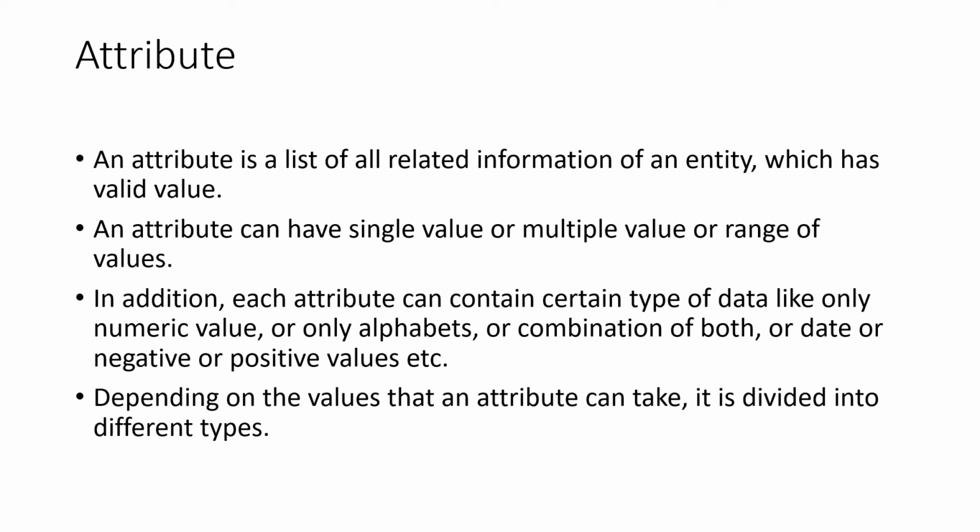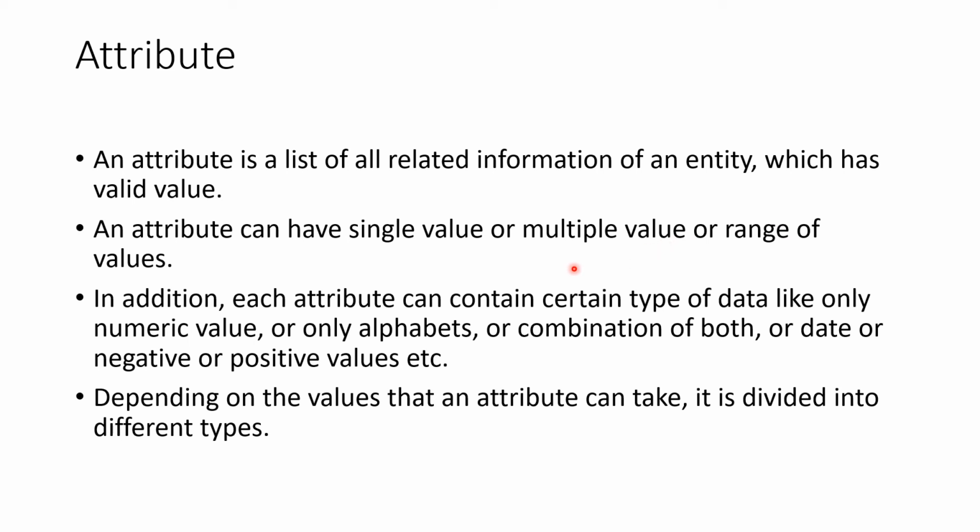For example, student ID, student name, roll number, name, age, date of birth, address, phone number, email ID. These all are the related information of the entity student, which has a valid value. An attribute can have single value or multiple values or a range of values. It can have multiple values also, but then we will have to separate them, because this is not the proper way of keeping your database.